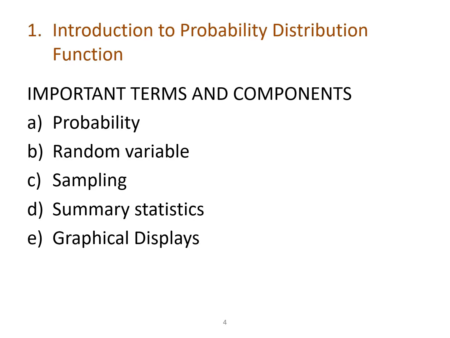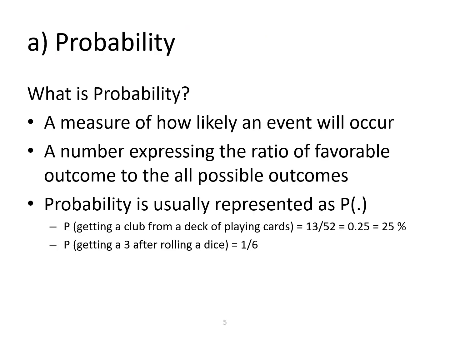Okay, so there are several important terms and components which you need to understand first: probability, random variables, sampling, summary statistics, and also graphical displays. So the first term is probability. What is probability? It is a measure of how likely an event will occur, or a number expressing the ratio of favorable outcomes to all possible outcomes. Probability is usually represented as P, big P.